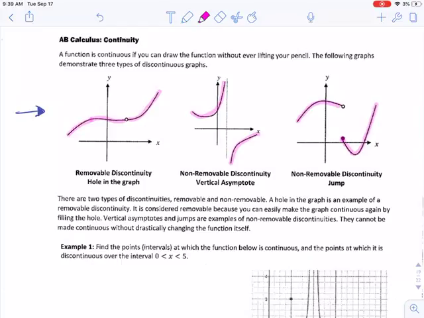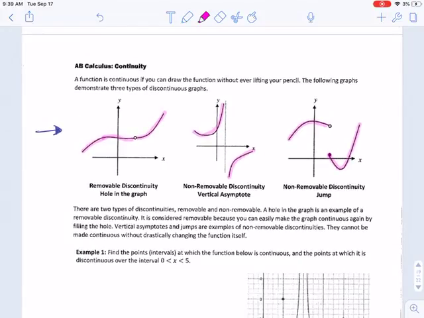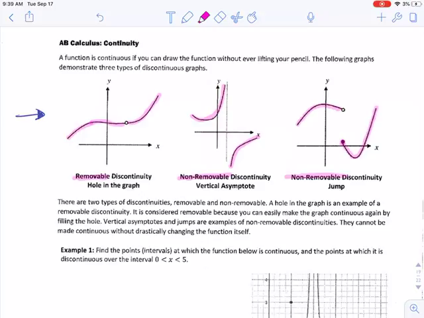There are two types of discontinuities, and they are removable and non-removable. The only removable one is the hole in a graph, because you can easily make that graph continuous by replacing the hole with a point. The other two are non-removable. So the non-removable discontinuities are vertical asymptotes, and the other one will be a jump.